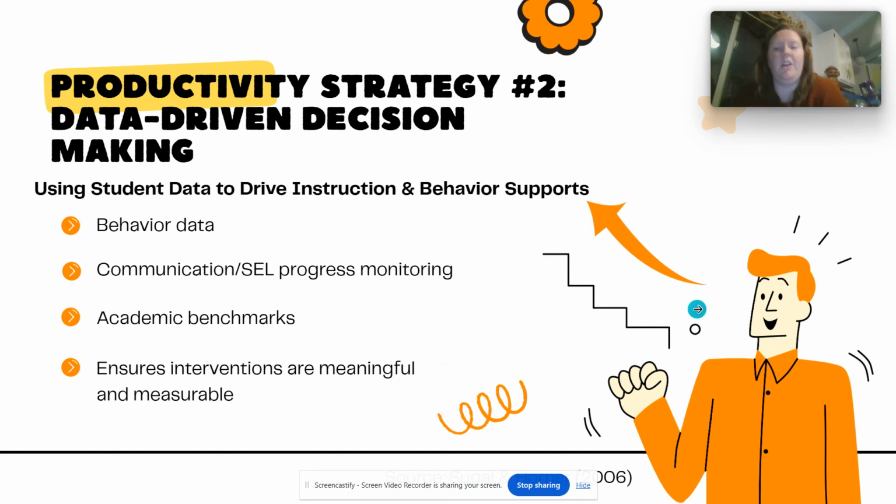Academic benchmarks, we have those throughout the year. They can be formative, summative, informal, whatever, to help you make those. And then the data helps to ensure whether interventions are meaningful and measurable.